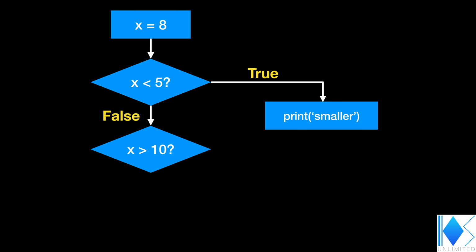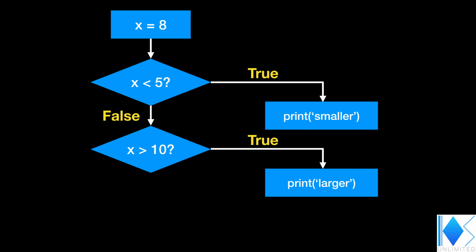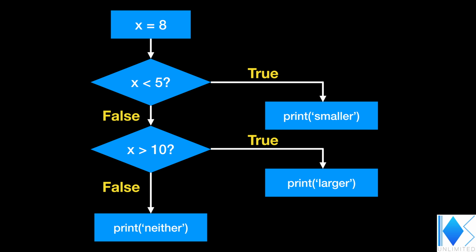If this is true, then larger is printed to the screen. And if it's false, neither is printed to the screen. This is again false, and therefore you follow the path down to print neither. If x was say 15, then larger would have been printed to the screen.